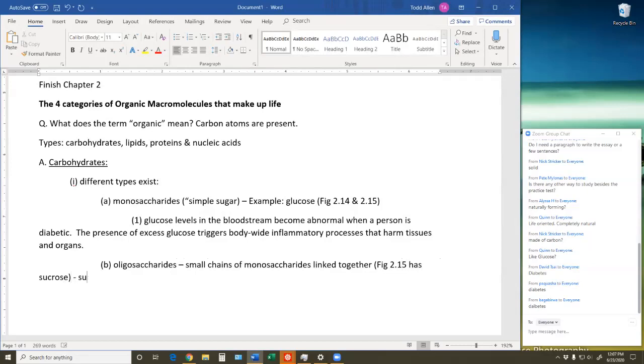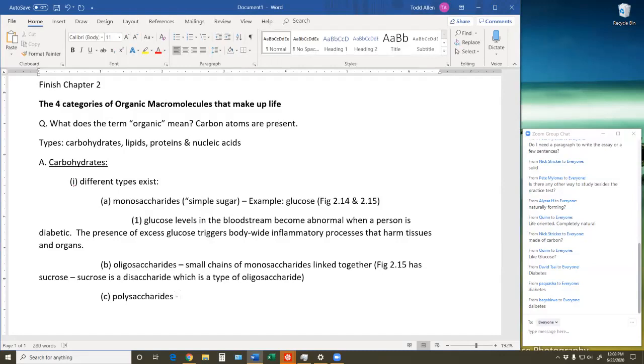Sucrose is a disaccharide, which is a type of oligosaccharide. Okay, so I'm sure you've probably heard of glucose. I'm sure you've probably heard of sucrose, and that's what they kind of look at from their chemical perspectives. Now, we also have long chains of monosaccharides, and these are known as polysaccharides.